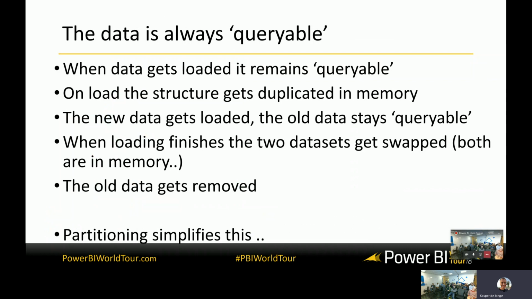So what does this mean? It means that when you do processing, you need to duplicate the amount of memory because we need to load the same data twice. And the old data gets removed and the data gets moved back again. So when you're loading data in memory, you actually need a lot of memory.